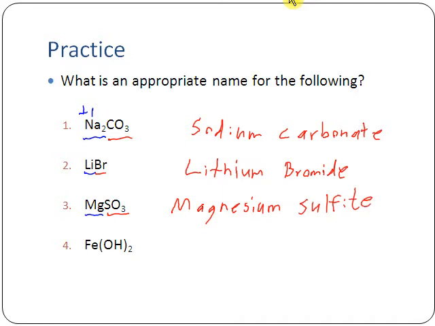sulfite, just like that. And our last one that we've got here, Fe(OH)2. So let's break this down into our cations and anions. Cation is Fe, anion is OH, just like that. And so in this case, we say that the first part is Fe. Is it a metal? Yes, it is. We go to 5.